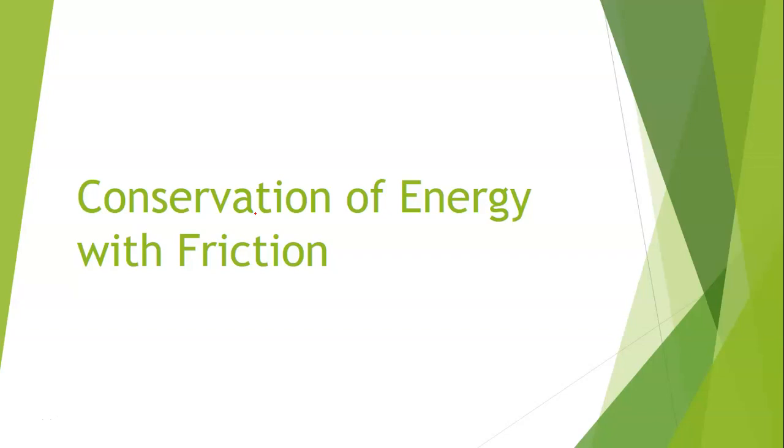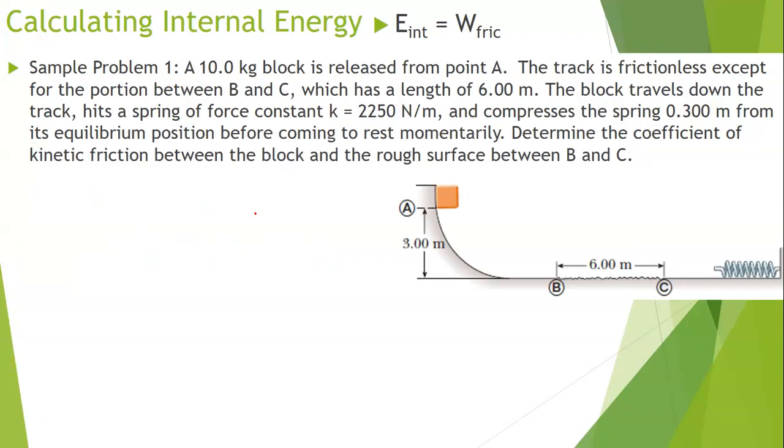In this video, we are going to cover conservation of energy with friction. So just remember, mechanical energy is only conserved when there is no friction, but total energy is always conserved. However, you do have to take friction into account. So to calculate what we call the internal energy, you just calculate the work done by friction. So E int, energy internal, is equal to the work done by friction.